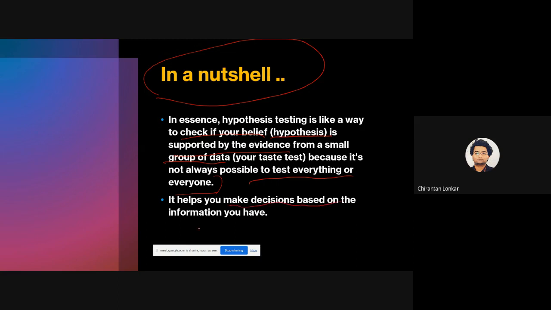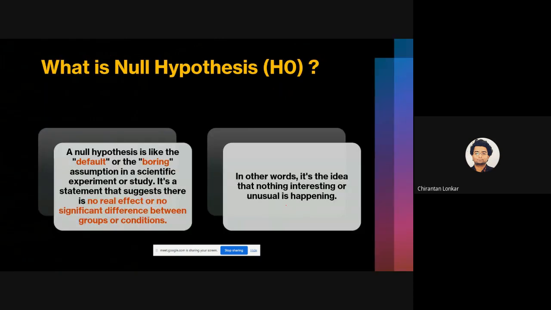So it helps you make the decision based on the information you have. Okay, now let's understand in detail what is null hypothesis. See, guys, I told you there are two types of hypotheses. There is null hypothesis and there is alternate hypothesis.